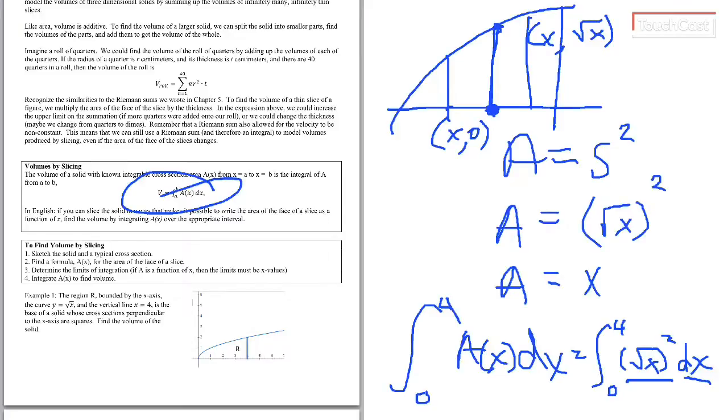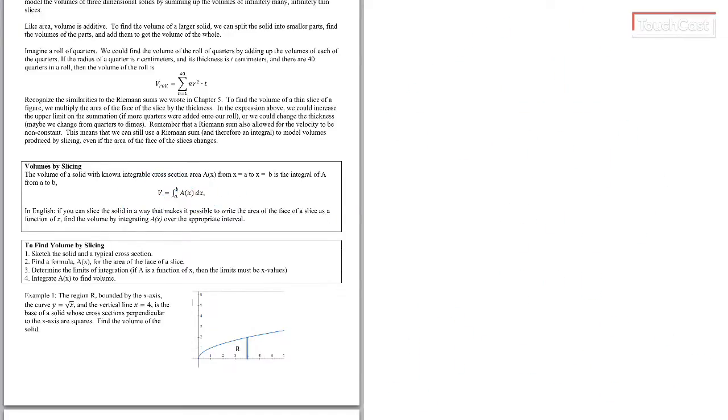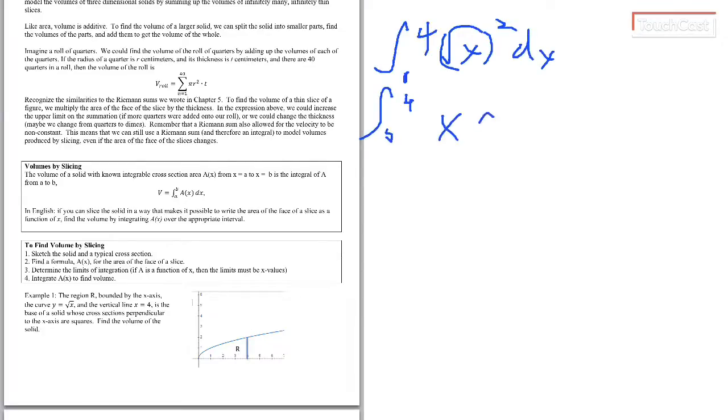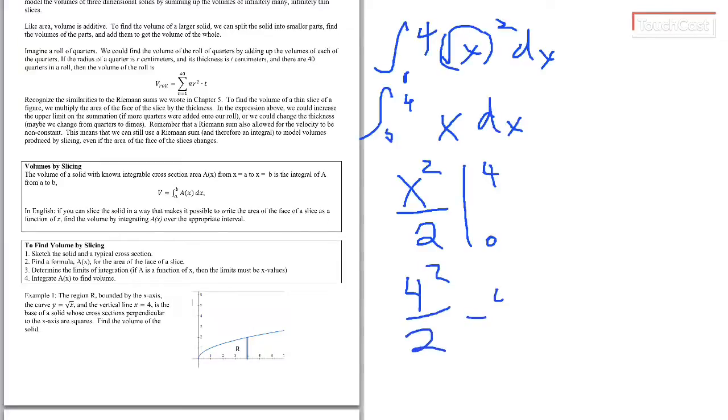When it's time to evaluate the integral, you're going to have to simplify that. The integral from 0 to 4, square root of x squared dx, is going to be the integral from 0 to 4 of x dx. So to evaluate that integral, I need an antiderivative for x. That's x squared over 2, evaluated from 0 to 4. That's 4 squared over 2 minus 0 squared over 2, which makes the final answer 8.